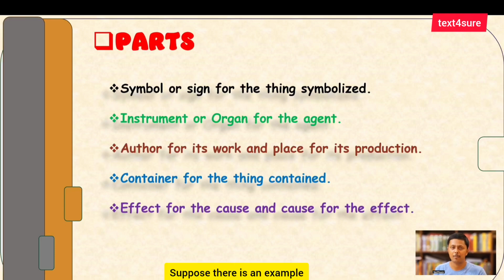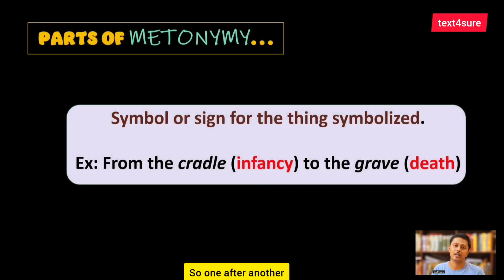Suppose there is a sentence, and you understand that this is an example of metonymy. So what you have to do, you should not call this just a metonymy. You have to mention which part it belongs to. For example, it belongs to the instrument or organ for the agent. How? I am going to show you in the next slide. So one after another, we are going to understand. So the first one is symbol or sign for the thing symbolized.